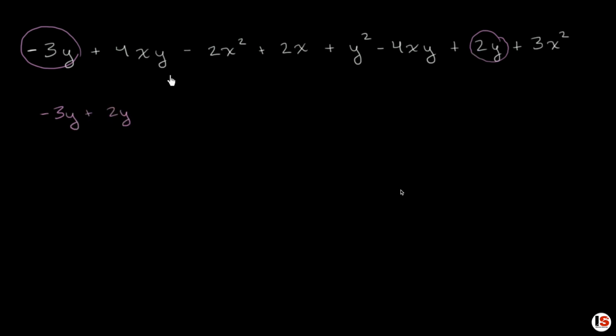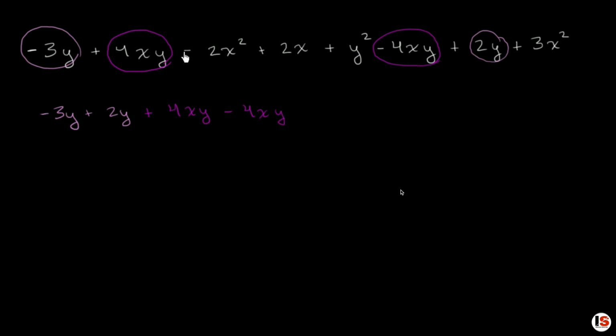Now let's think about, and I'm just going in an arbitrary order, but since our next term is an xy term, let's think about all of the xy terms. So we have plus 4xy right over here. So let me just write it down. I'm just reordering the whole expression. Plus 4xy, and then I have minus 4xy right over here. So minus 4xy.